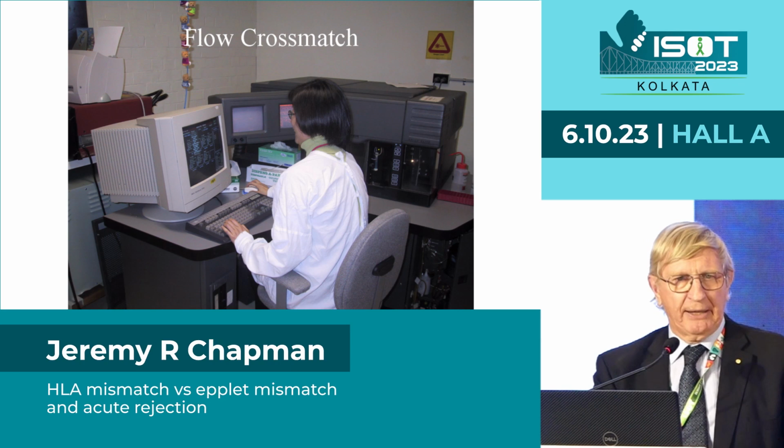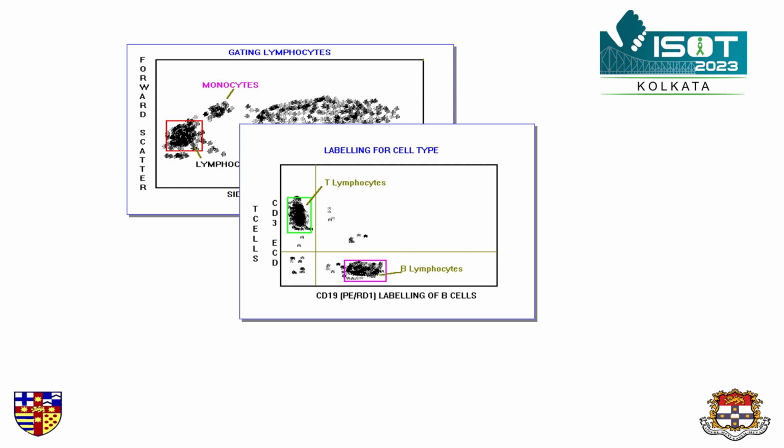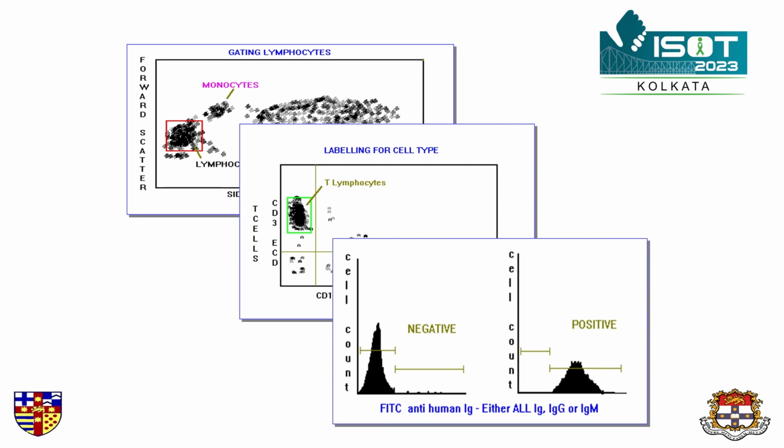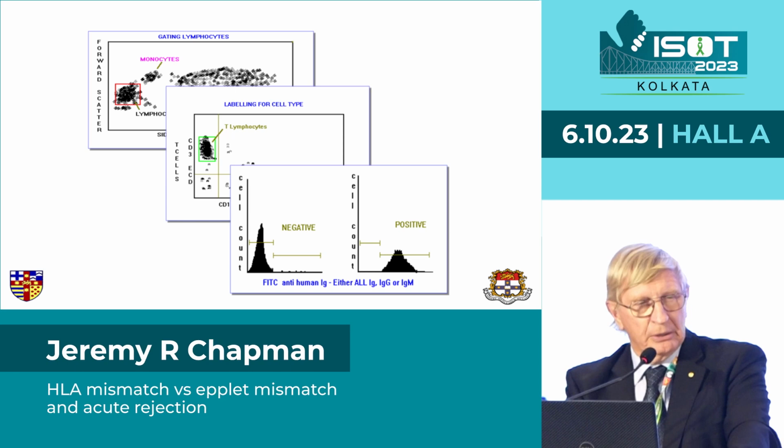Very confusing stuff. So we go to flow cross-matching, where we can separate out the lymphocytes on forward and side scatter. We can then label the T and the B cells, and then we can see how much anti-human IgG is bound to either the T or the B cells, and we can add a serum and see if the amount of antibody has gone up. And you hear all sorts of different nomenclatures for how that's recorded, channel shift, etc. So we've got a flow cross-match now, which is the same thing in theory. You've got the antibody that binds to the antigen, and you can detect it.